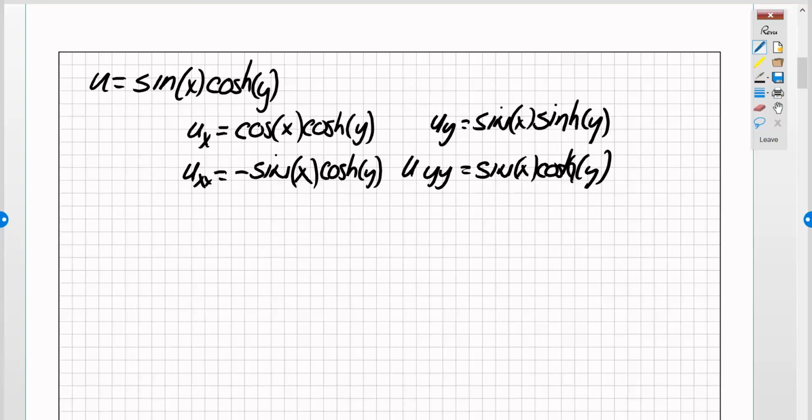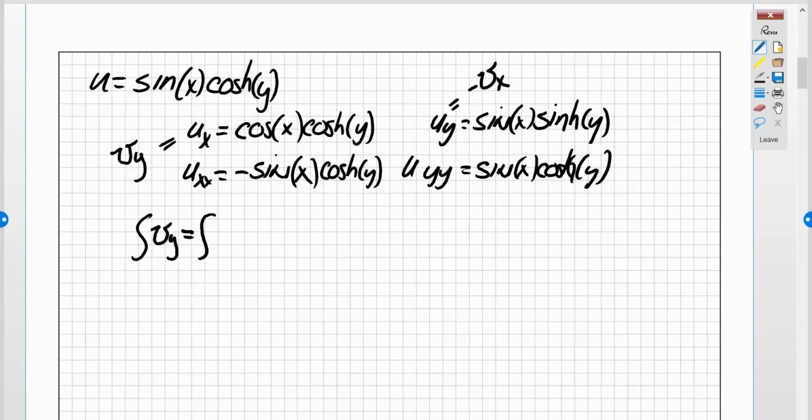And now we can take the next step and find the harmonic conjugate by recognizing that ux must equal vy, and that uy must equal minus vx to satisfy the Cauchy-Riemann requirement. And what we're going to do is, given that we know dv dy right here, at least something close to it, let's integrate with respect to y and find v.